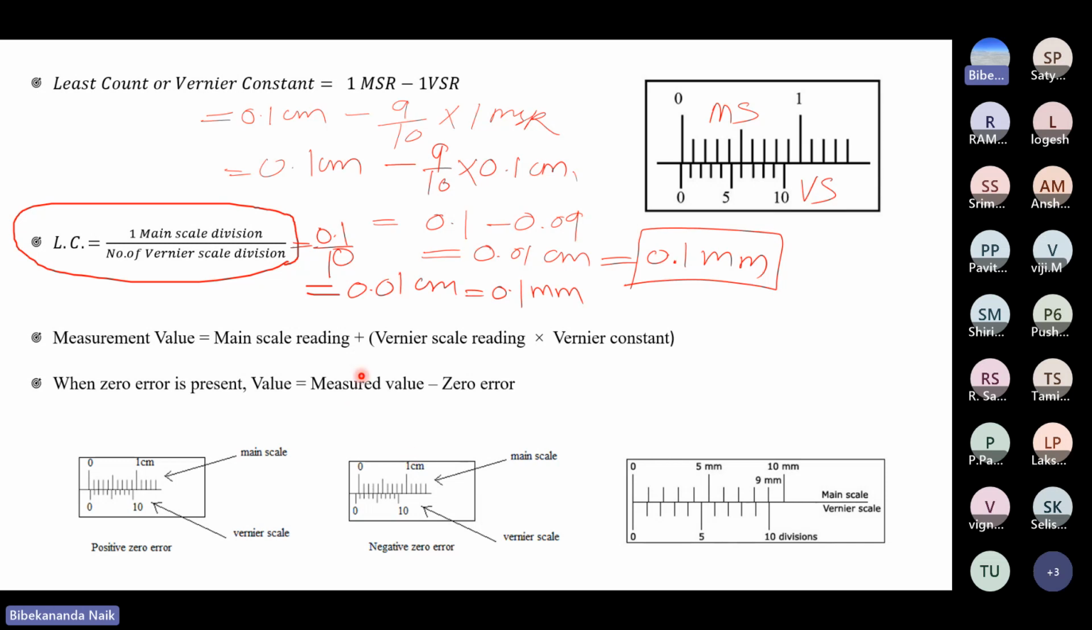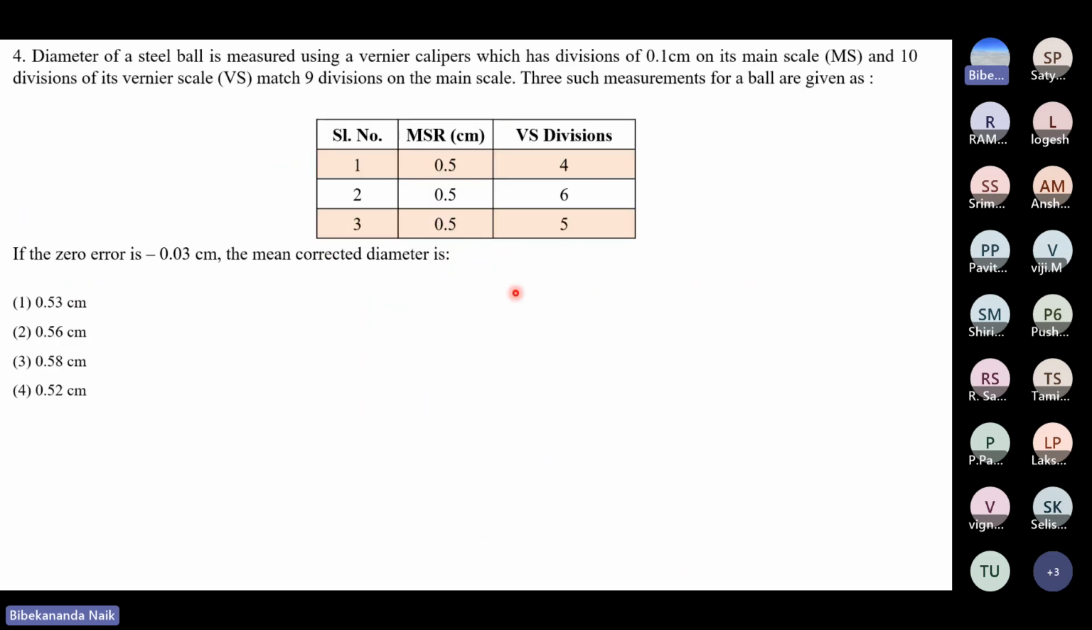And when we are measuring some value and the measurement device has some zero error, then that zero error is subtracted from the actual measurement value to get the correct reading. So now let's discuss a few problems regarding measurements using a slide caliper.